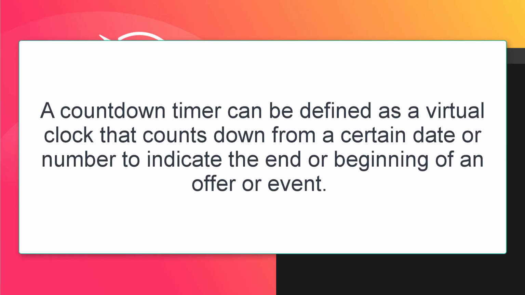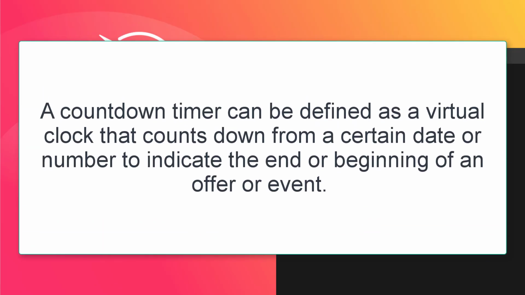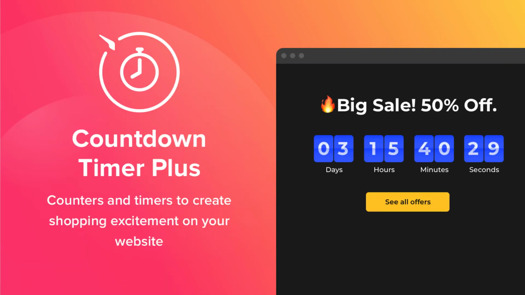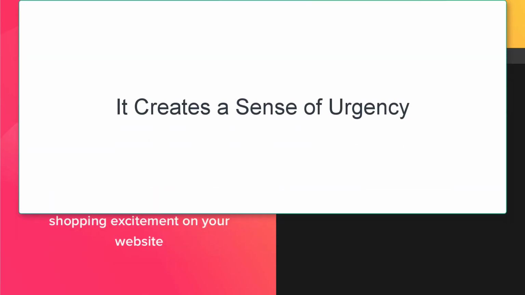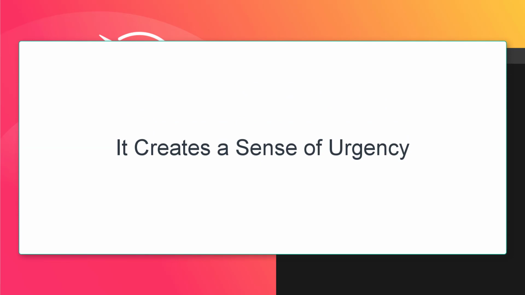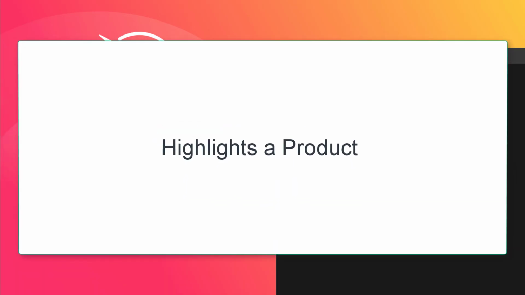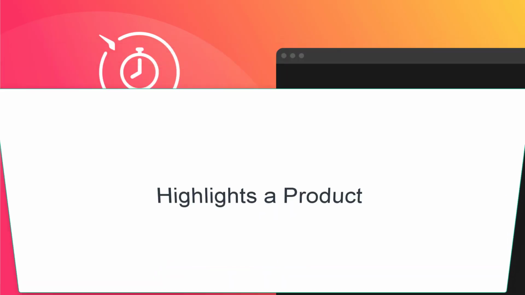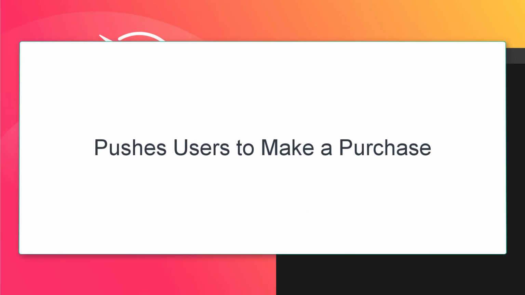A countdown timer can be defined as a virtual clock that counts down from a certain date or number to indicate the end or beginning of an offer or event. And here are the three benefits of using a countdown timer. It creates a sense of urgency, highlights a product, and pushes users to make a purchase.